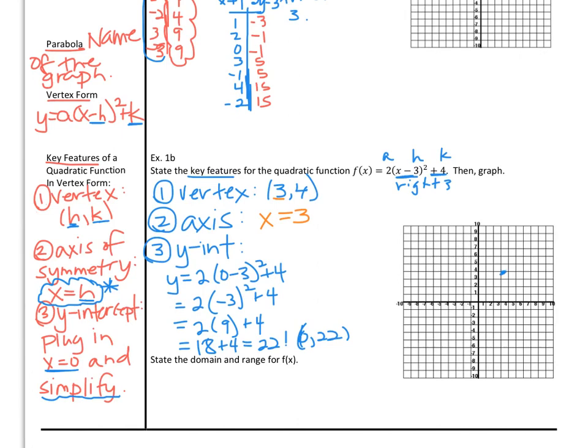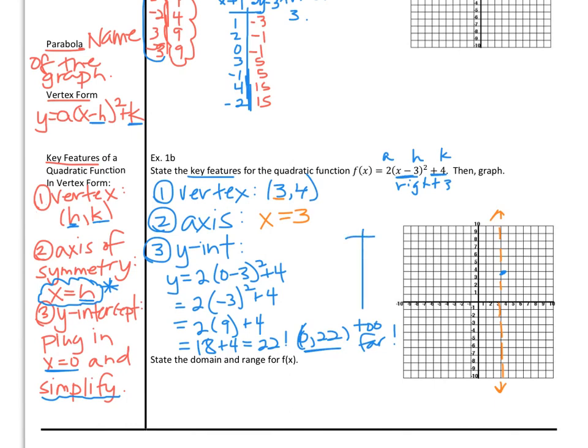The axis of symmetry is that dotted vertical line at x equals 3. So draw that in, if you would please, with arrows on the top and bottom. And then we're supposed to graph the y-intercept, but that's too far away. That's too far up on the y-axis. If that happens, we have to go back to making a table.